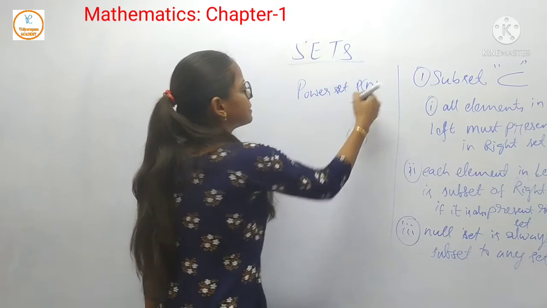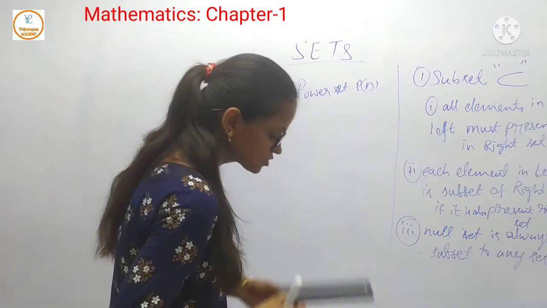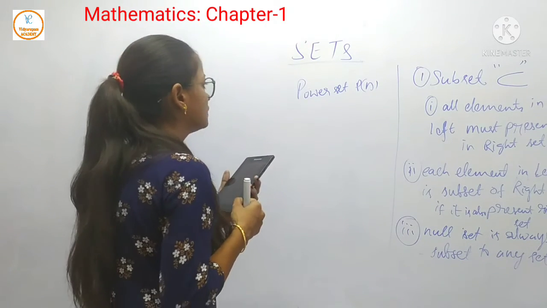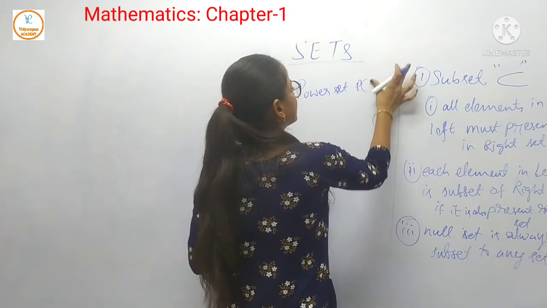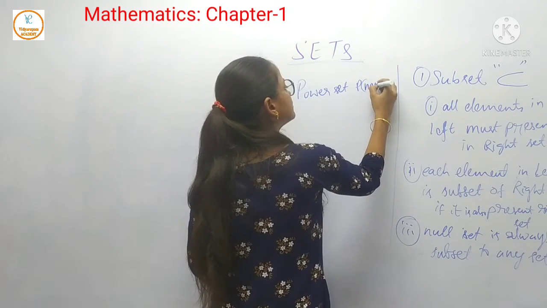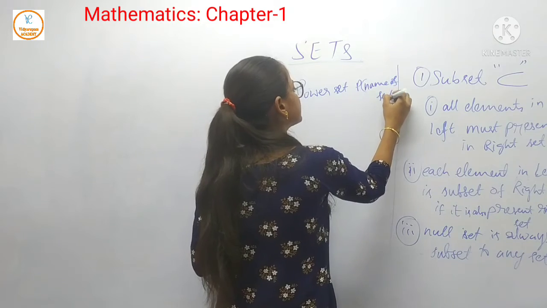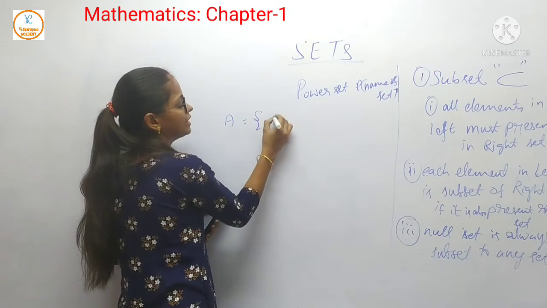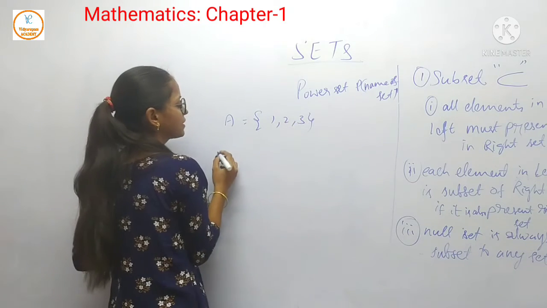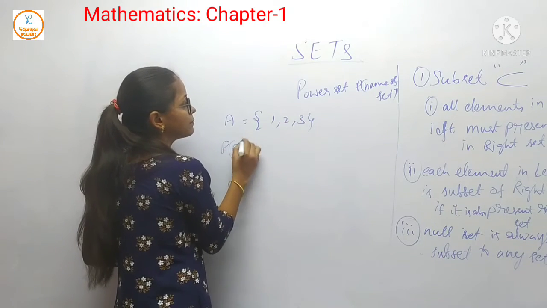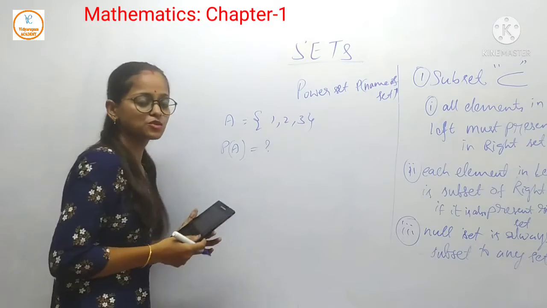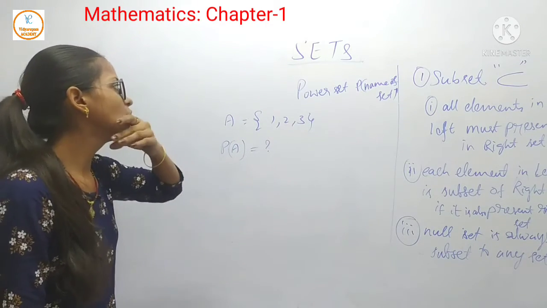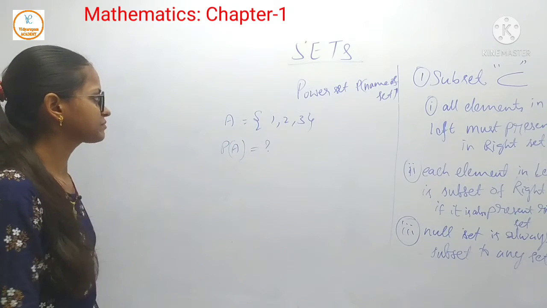So this is represented by P of, not P of n, P of the name of the set. If the set is A, with elements 1, 2, 3, and we have to find out the power set of A, then since the set name is A, I have to write P of A. We have to find out the power set of A.